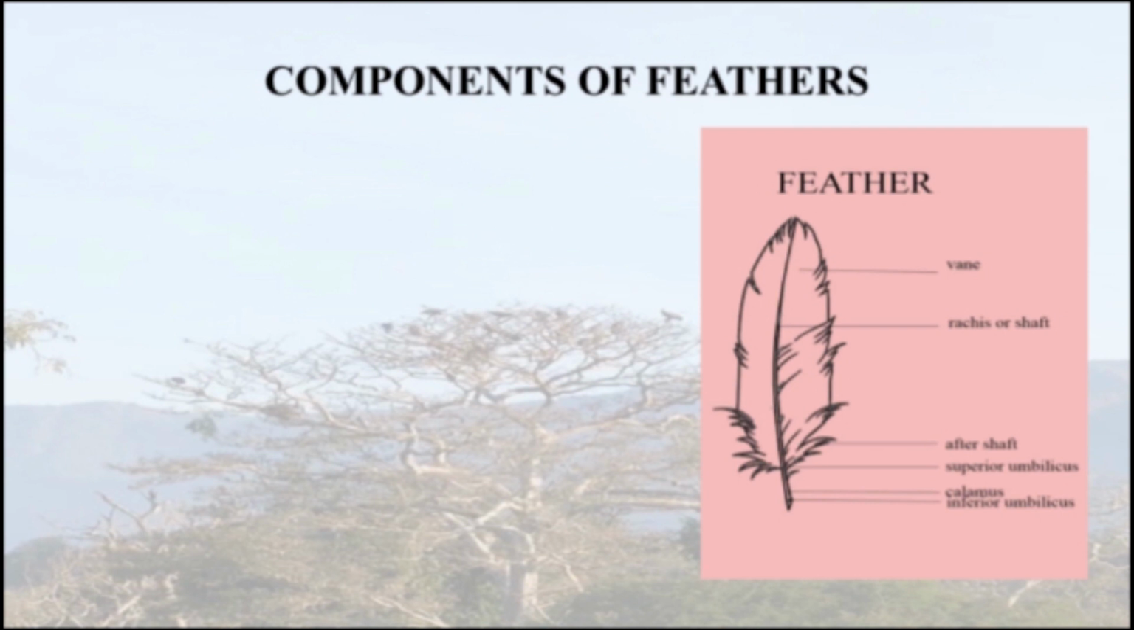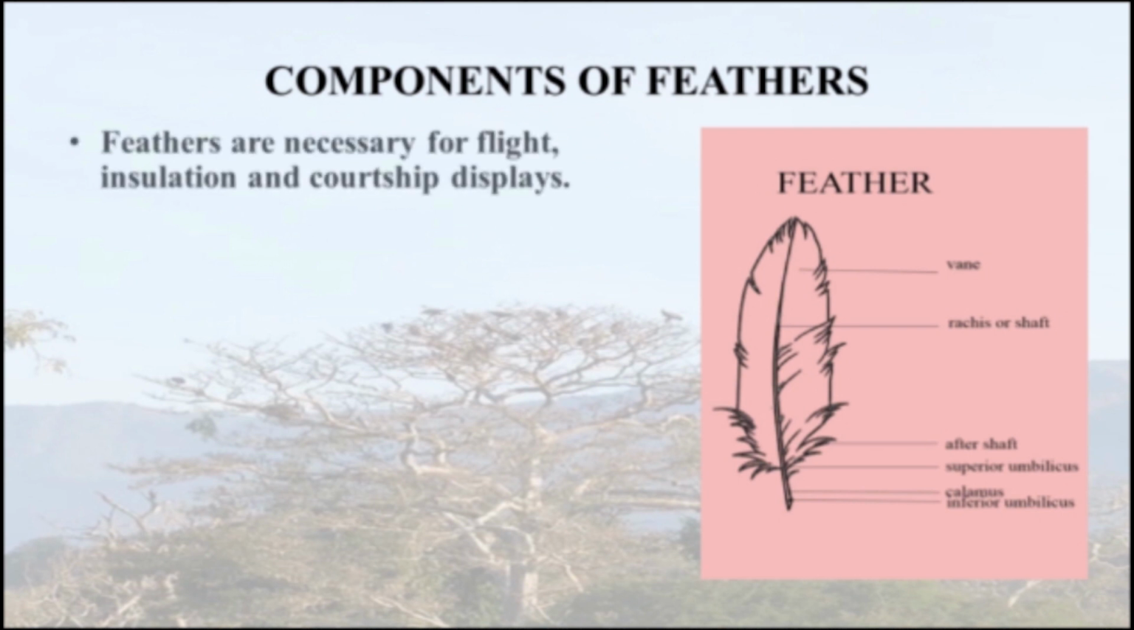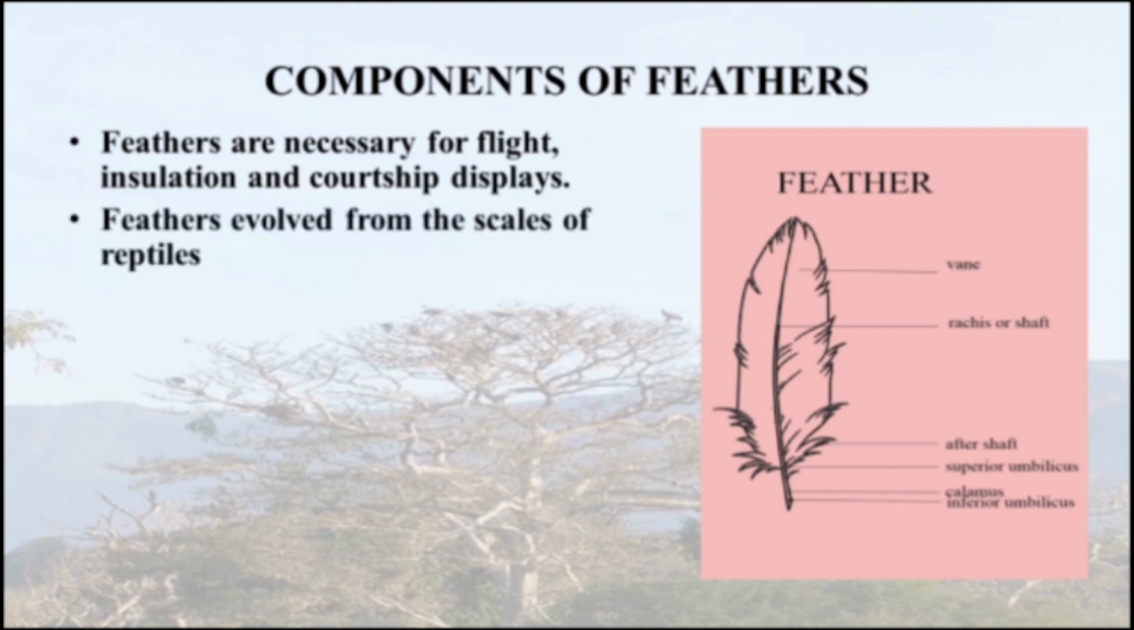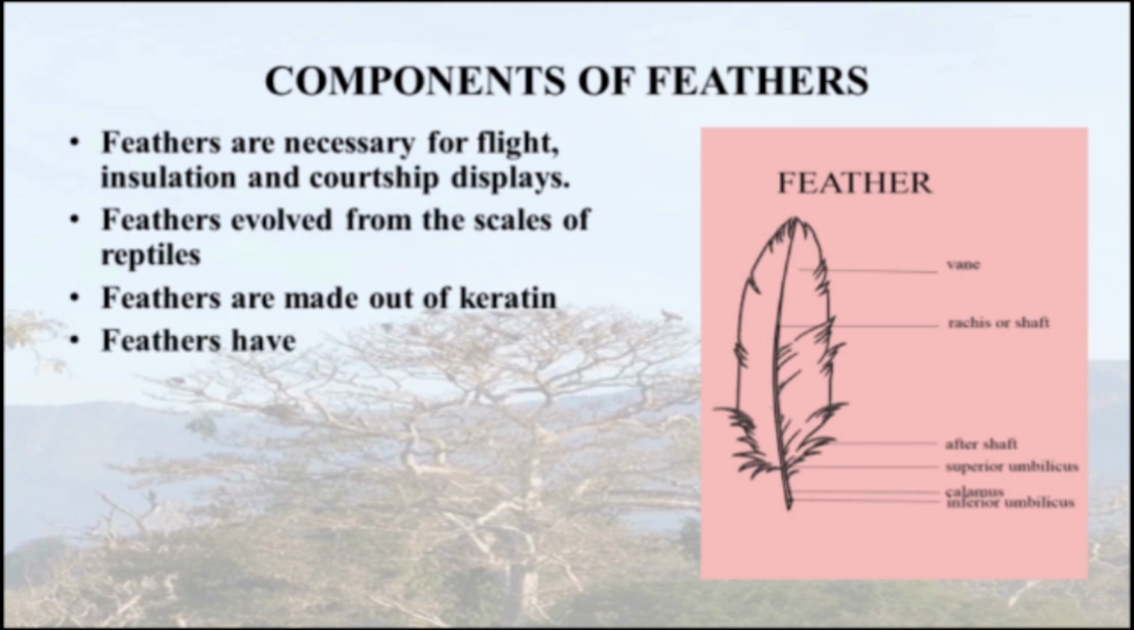Components of feathers. Feathers are necessary for flight, insulation, and courtship displays. Feathers evolved from the scales of reptiles. Feathers are made out of keratin, the protein found in hair and nails. Feathers have unpigmented base, calamus, umbilicus, shaft, rachis, and vane.